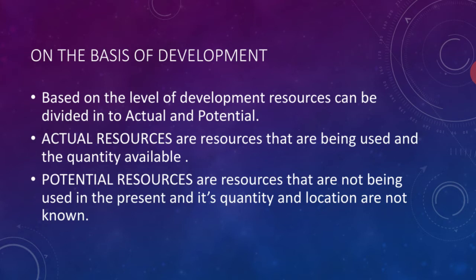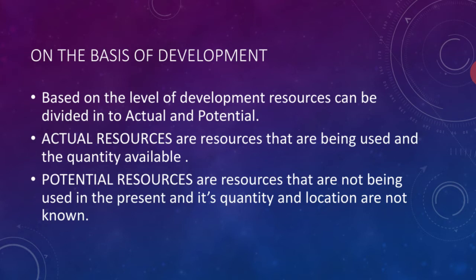Example: coal in Neyveli. They will know how many days it will last for us to use. That is the actual resource. The quantity available is known, and based on that, we will produce electricity with the help of thermal energy. What is thermal energy? Heat energy. By way of heat, we are producing electricity. Especially in that, a very important role is played by coal. So these resources are actual resources.